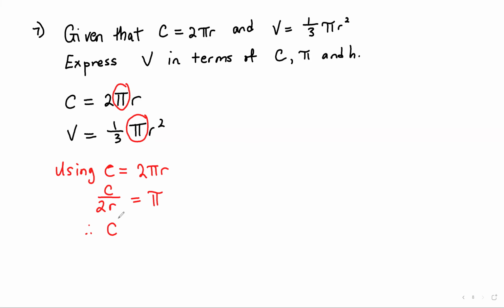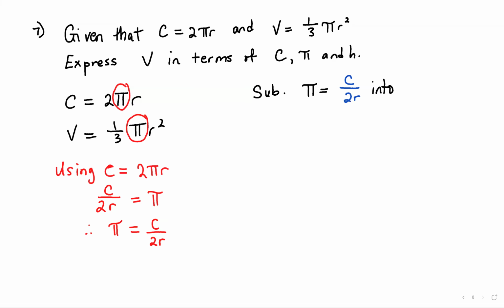Pi is equal to C over 2R, right? And now that I have this, pi is equal to C over 2R, I can substitute that into the equation for V. So I'm going to substitute, and I'm going to write it in a different color so you could see it. Pi is equal to C over 2R into the formula for V. Right?